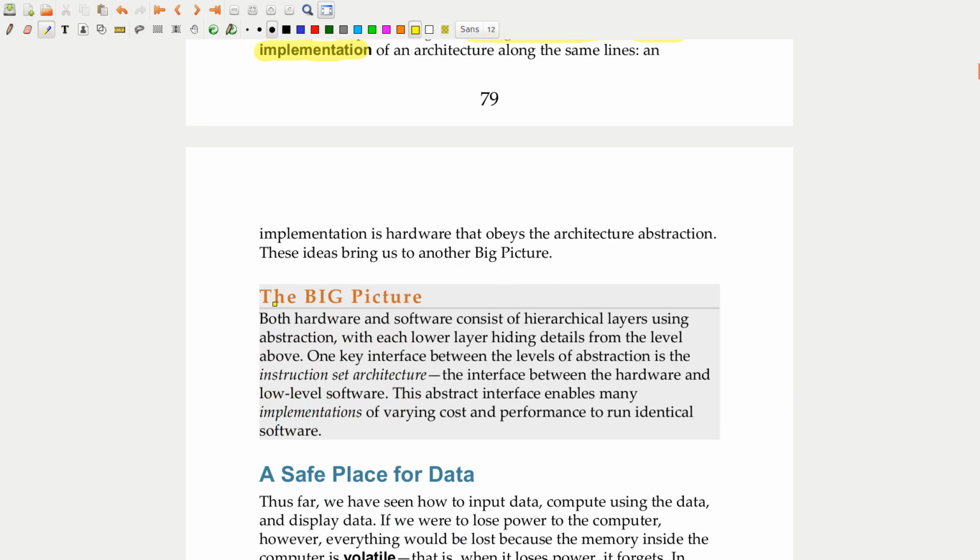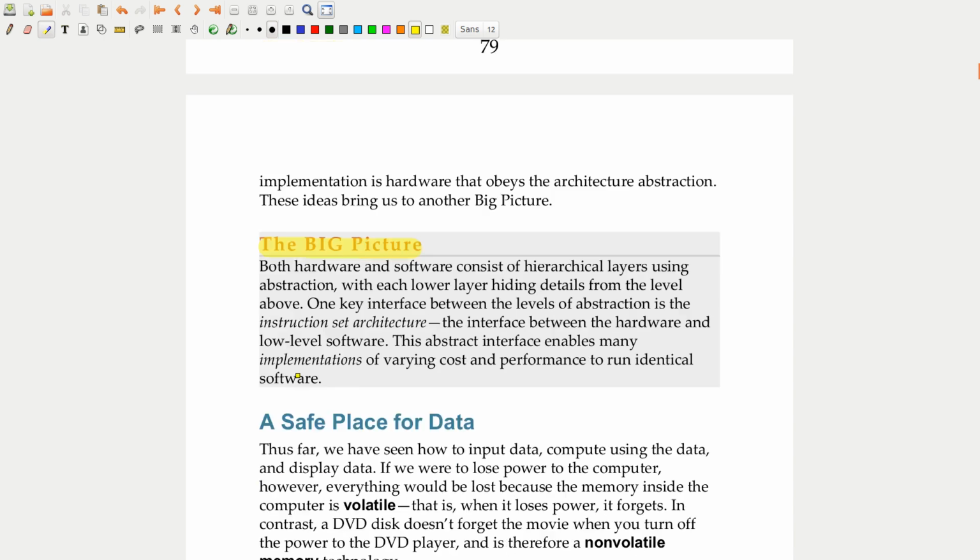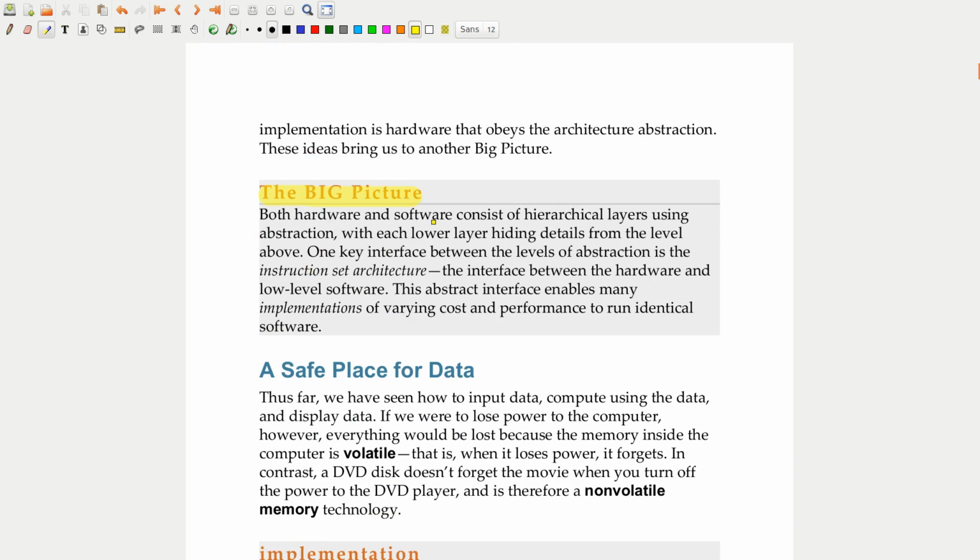Okay. So the big picture. Here we have another big picture moment. Both hardware and software consist of hierarchical layers using abstraction, with each layer hiding details from the level above. One key interface between the levels of abstraction is the instruction set architecture. So this is a bridge between layers: the interface between the hardware and low-level software. This abstract interface enables many implementations of varying cost and performance to run identical software. Very interesting.